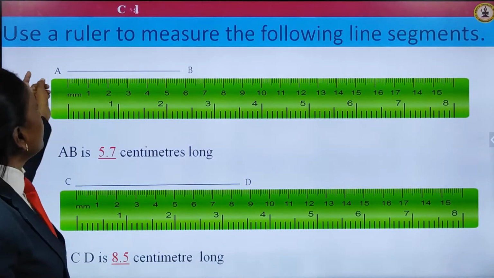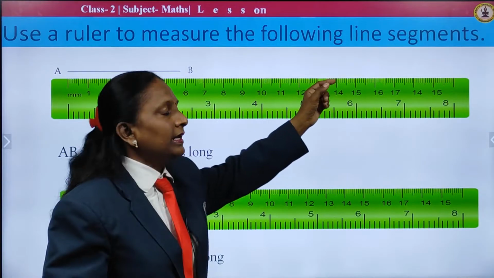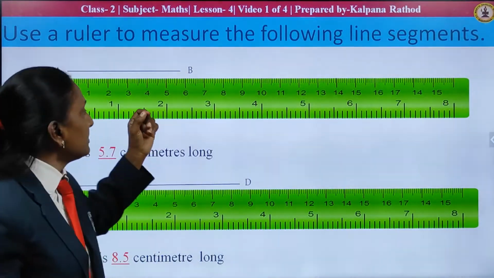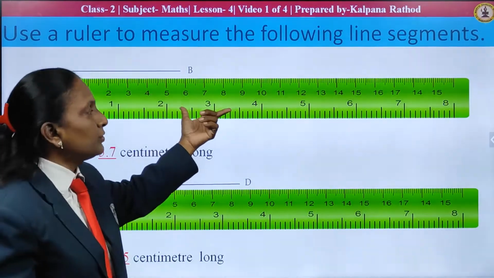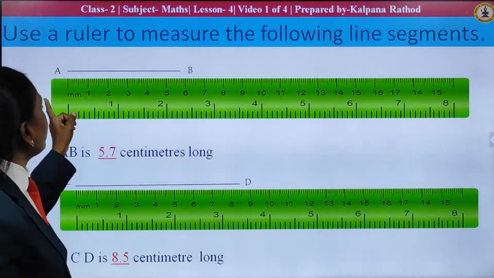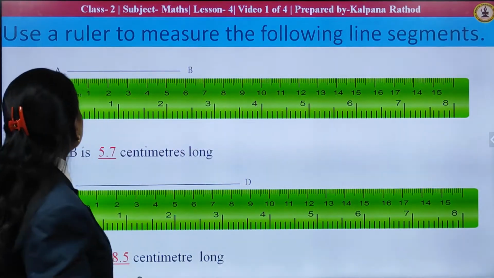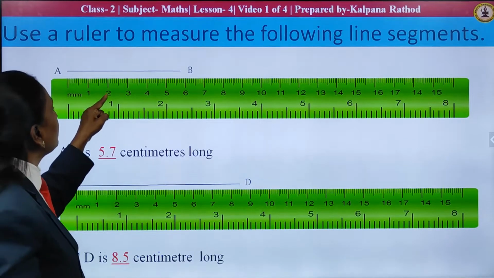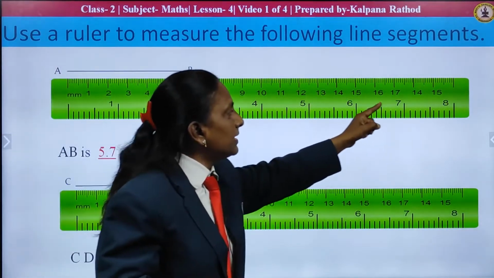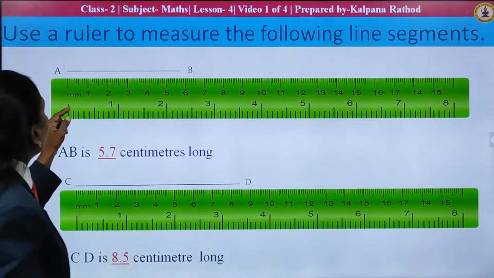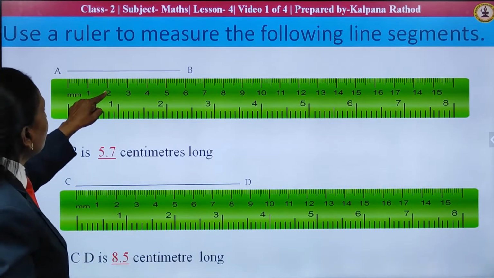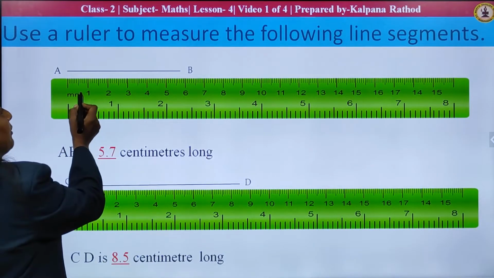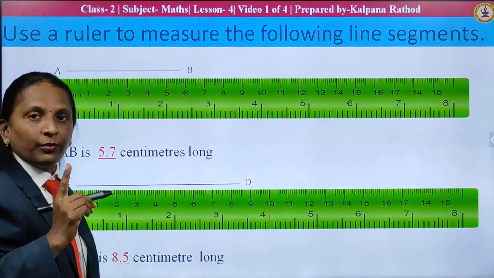Now, use a ruler to measure the following line segments. See children, here line segment AB is given to us, and if we want to measure this with this ruler, how to measure? First of all, you must know the ruler. See children, here starting from 0, numbers 0, 1, 2, 3, 4 are written on the ruler. Now, in between 1 and 2, one big line is there. So, that is 1.5. After 1, the small line is 1.1.